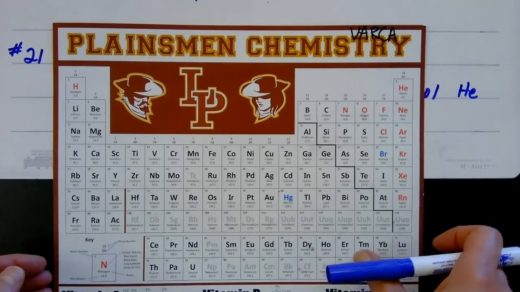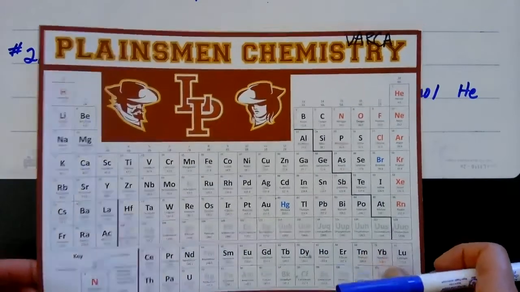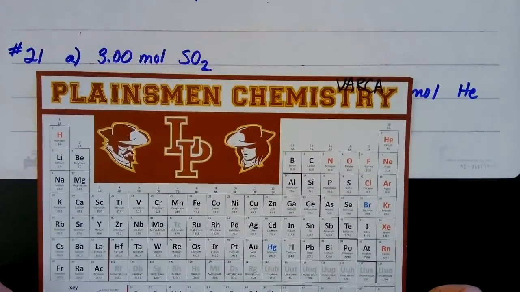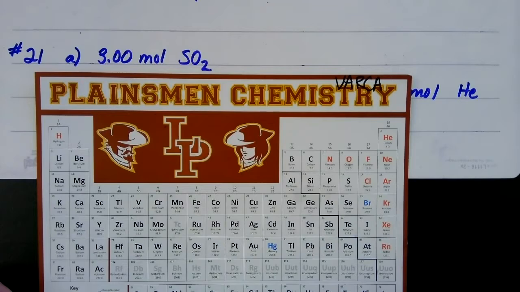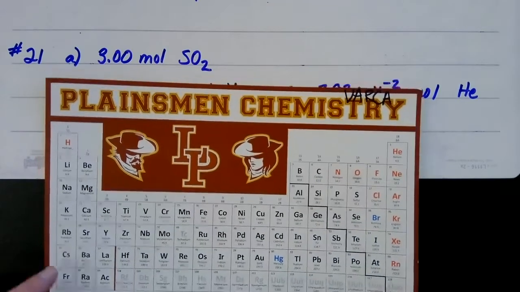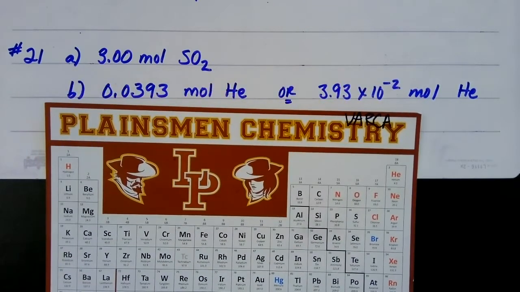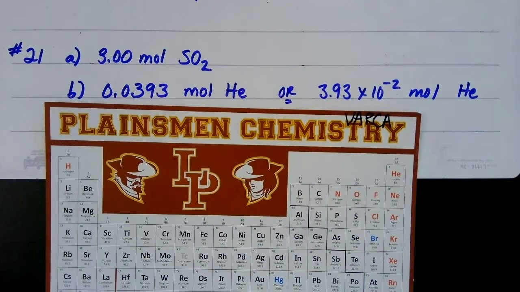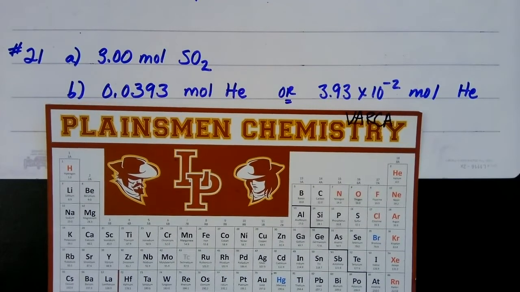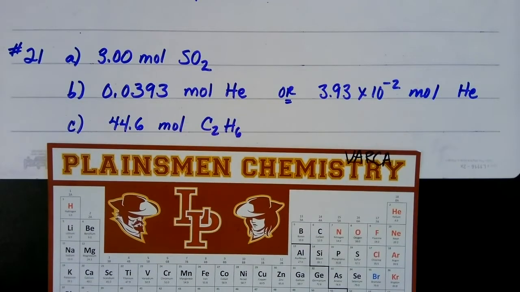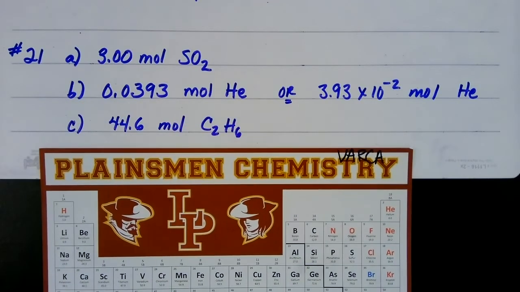So that gets us to our answer check for number 21. As I said, 21A, 3.00 moles of SO2 at STP. B, the solution is 0.0393 moles of helium, or you could write that in scientific notation, 3.93 times 10 to the minus second moles of helium at STP. And C, 44.6 moles of C2H6.